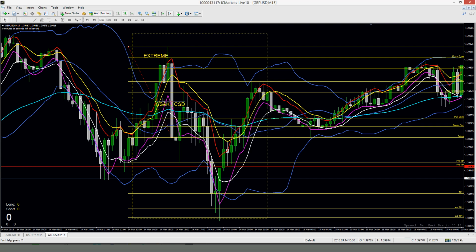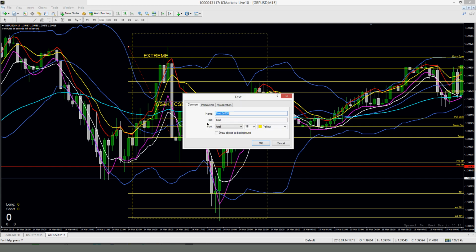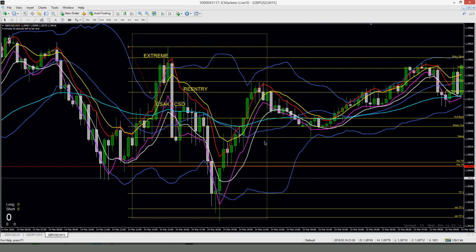So basically you have extreme, you have CSAK, and now you have re-entry. Re-entry is the setup that we're looking for if you are a scalper. Before you even enter the market, you need to be able to know how far the market moves.